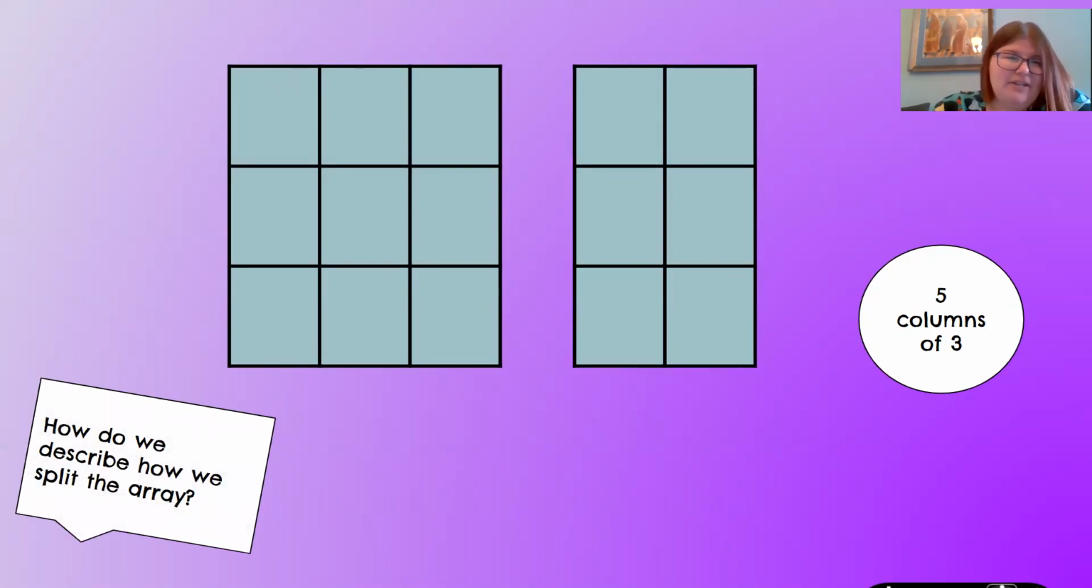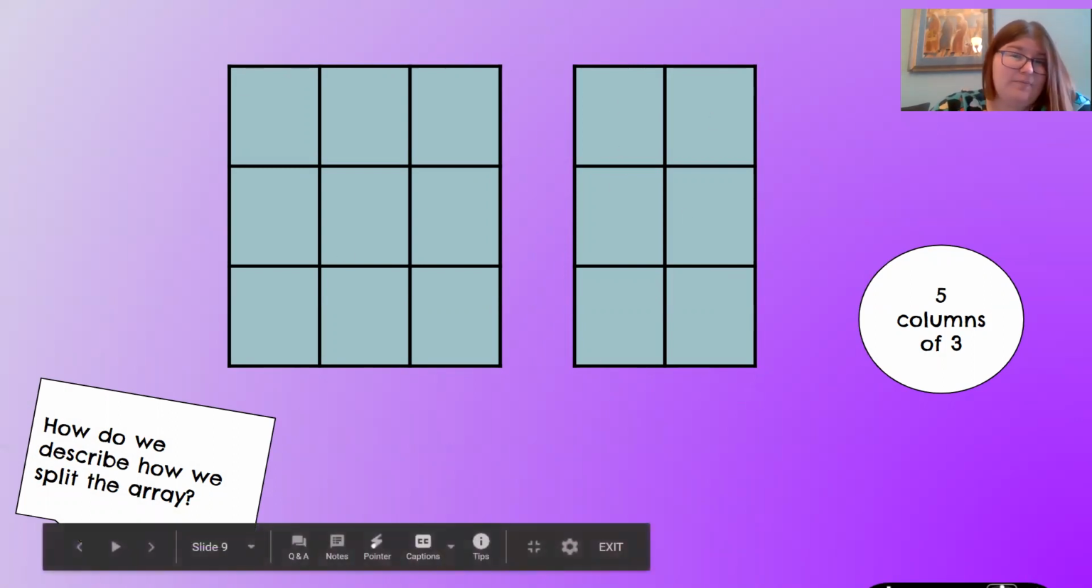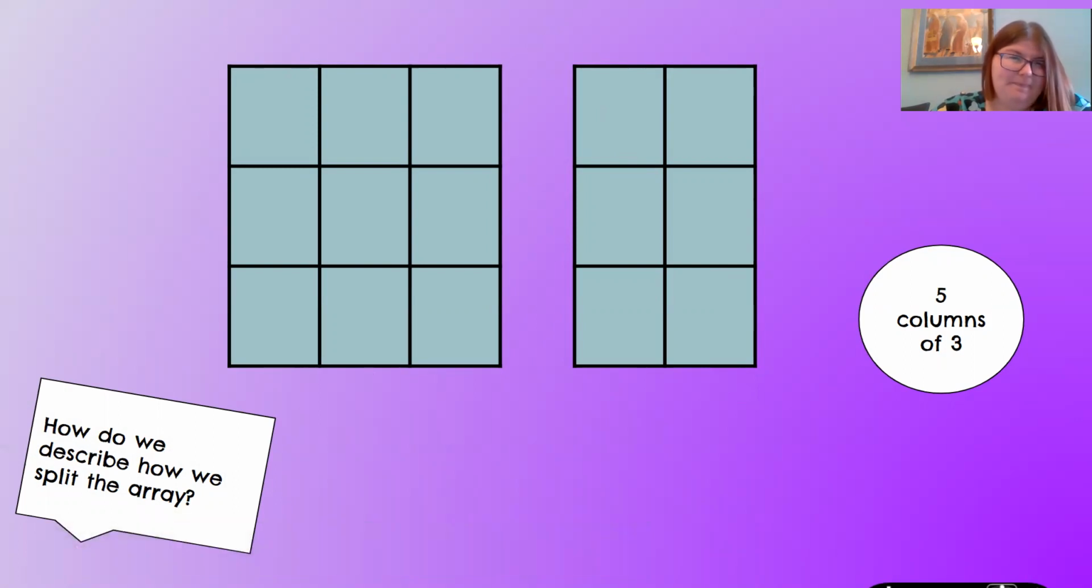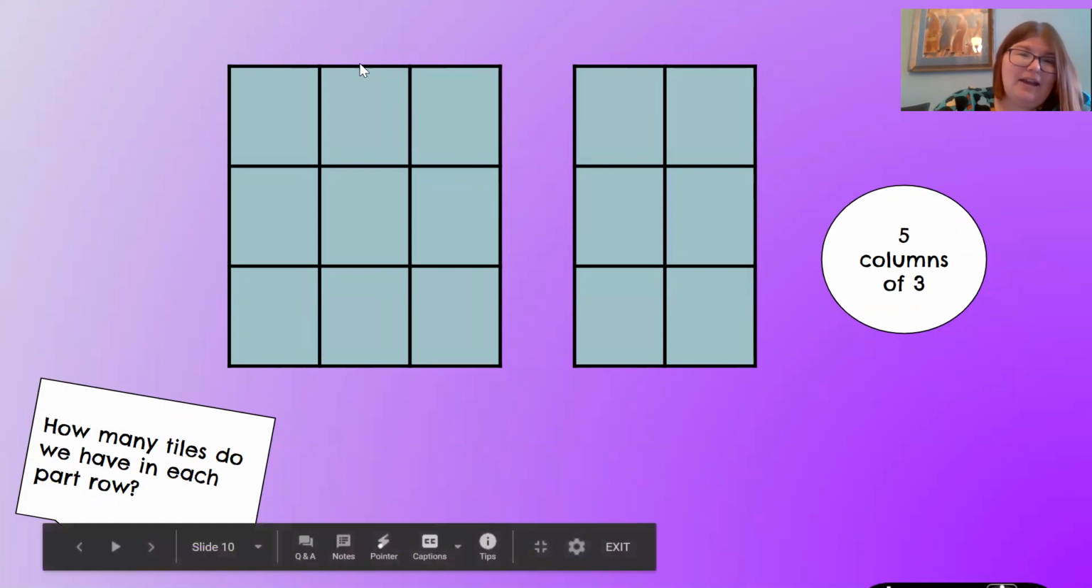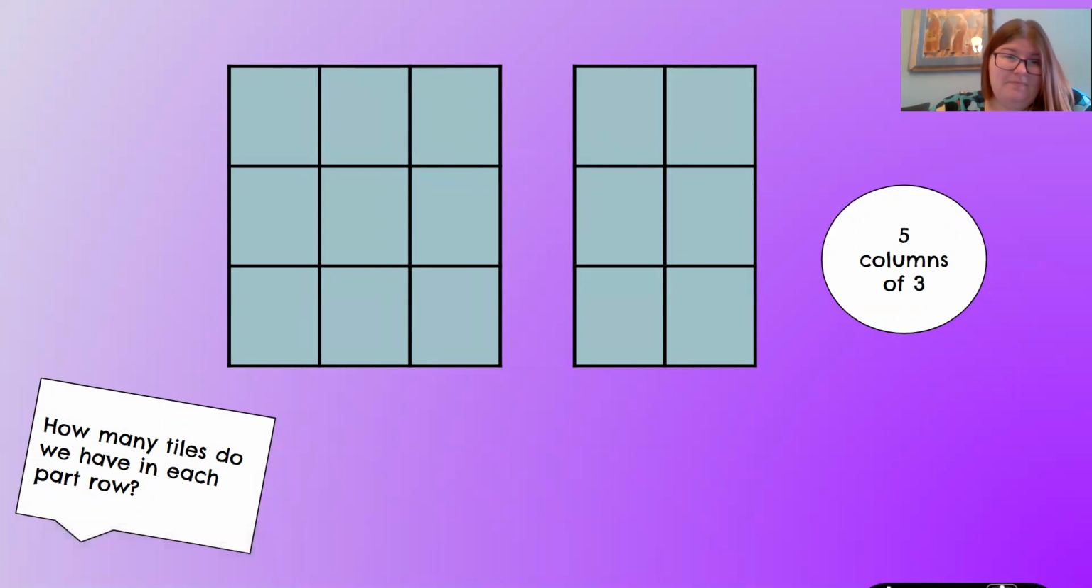So I've started telling you how we can describe this array. How would you describe each part of this array now? Take about 10 seconds and think about that. Let's see if your answer matches mine. So I said that there were, I'm pointing like you can see, so silly, 3 columns of 3 and 2 columns of 3. How many tiles do we have in each part of the row? Right, 3.